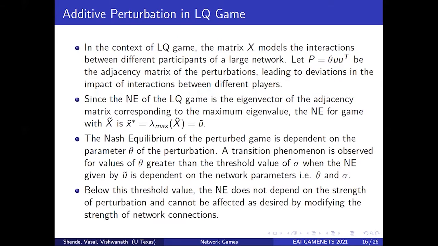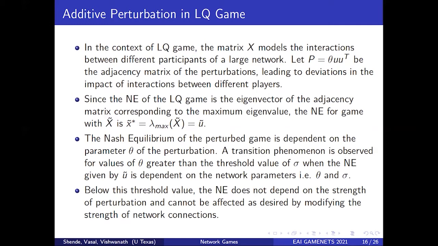So how can this be applied in an LQ game? We can see that the matrix X can be thought of as the adjacency matrix of a large network, modeling the interactions between different participants. We see that the perturbation matrix leads to deviations, impacting the interactions between different players.